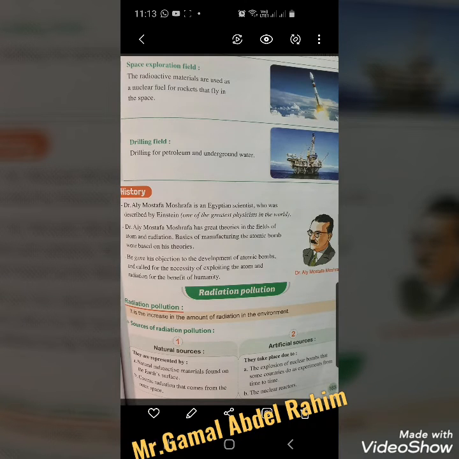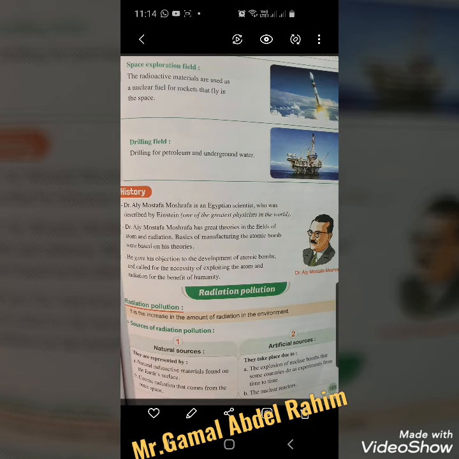History about the scientists who discovered radioactivity and nuclear energy. We have a great Egyptian scientist called Ali Mustafa Mosharafa. This Egyptian scientist was famous in the time of Einstein. He worked with Einstein, and Einstein himself described Ali Mustafa Mosharafa with a great description. He said that he is one of the greatest physicists in the world. This description for Dr. Ali Mustafa Mosharafa was given by the great scientist Einstein.